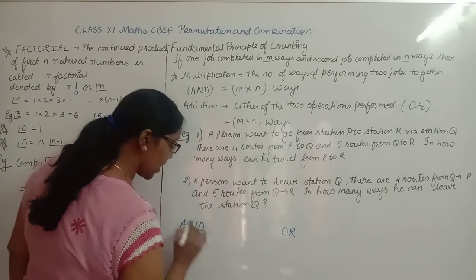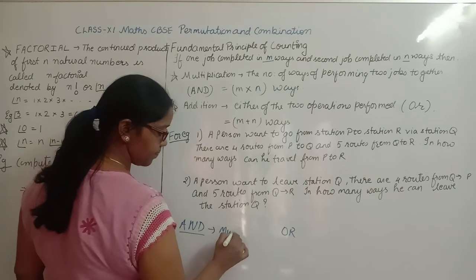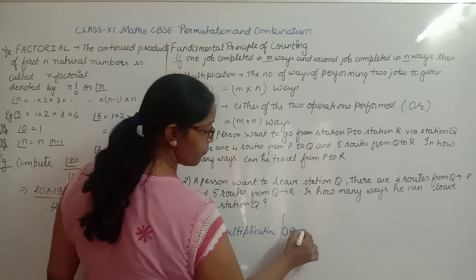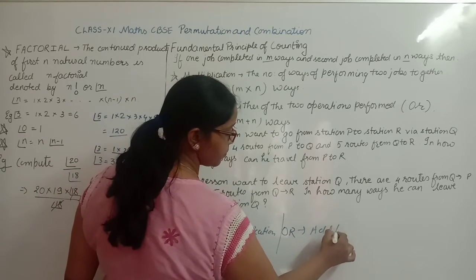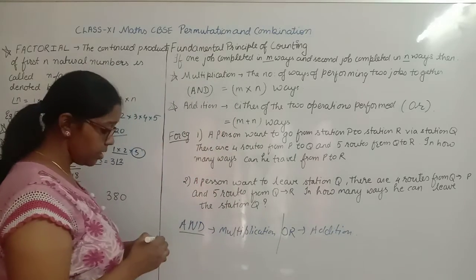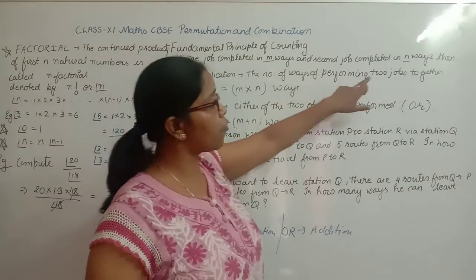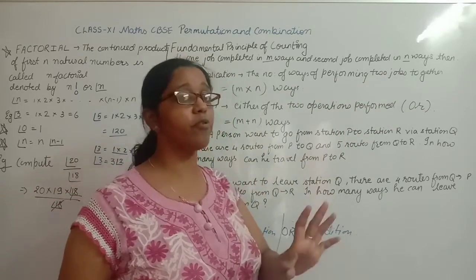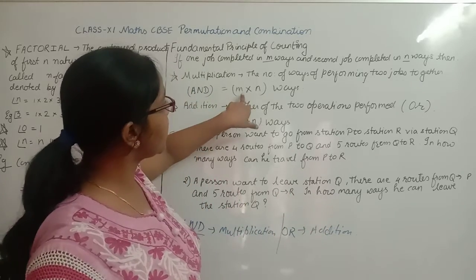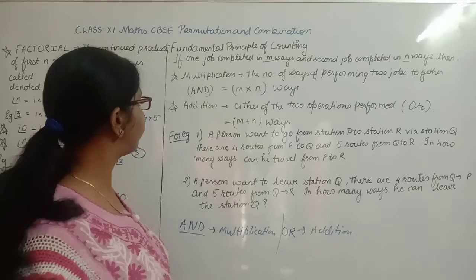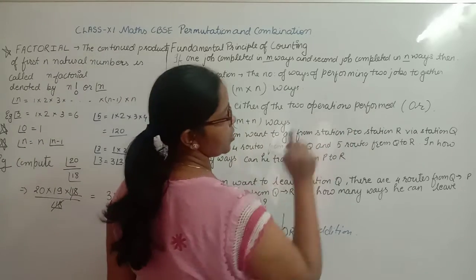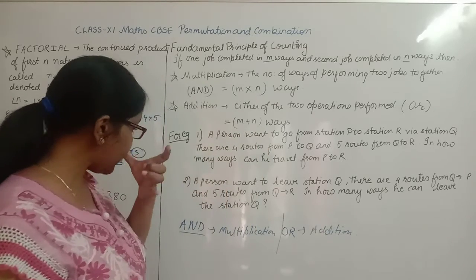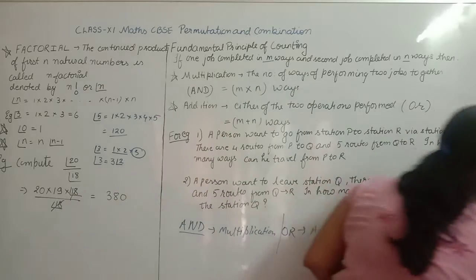So whenever you are using AND, you will go for multiplication, and whenever you are using OR, you will go for addition. That is why I have written it over here. For multiplication, the number of ways of performing two jobs together. I said AND is compulsory, that this should happen and this should also happen, then I will multiply, and it becomes m into n number of ways. For addition, either of the two operations, meaning the OR condition, it will become m plus n ways. Let us understand this by taking one example.